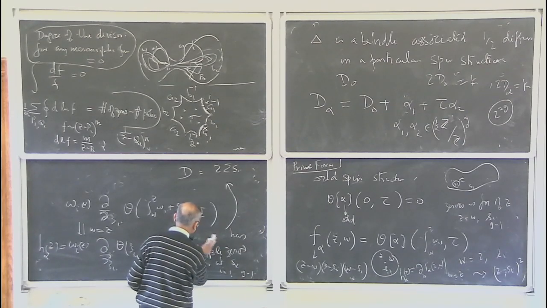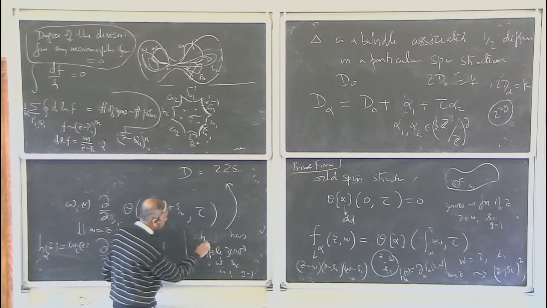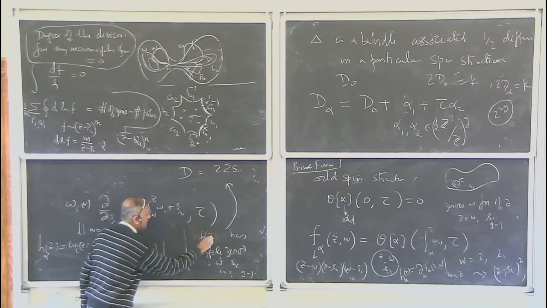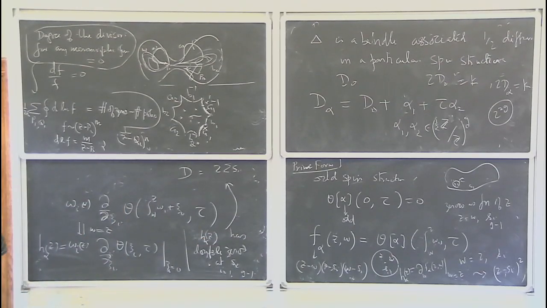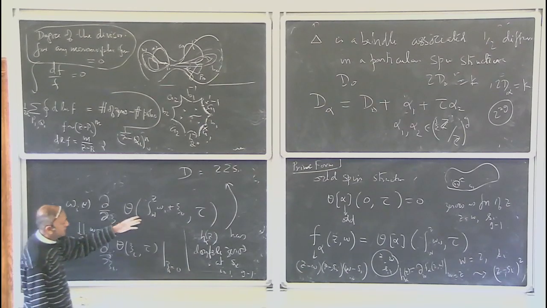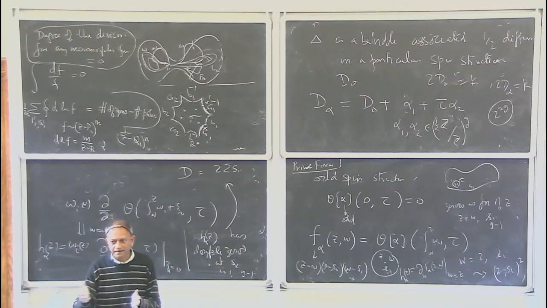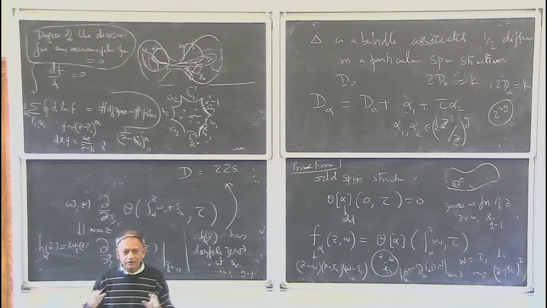Okay, let's call it H alpha Z. So H alpha Z is a one differential, but it's a very special one differential. It has double zeros, you see. When we say that any one differential has a 2G minus 2 degree, it will have 2G minus 2 zeros, but need not be double zeros.